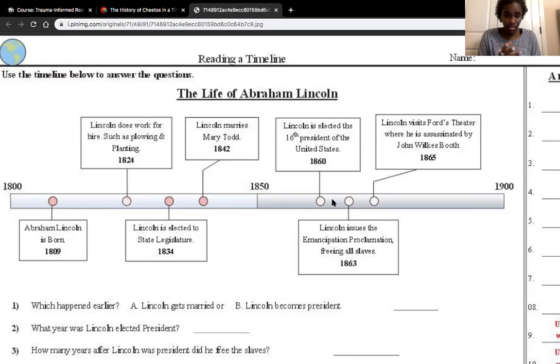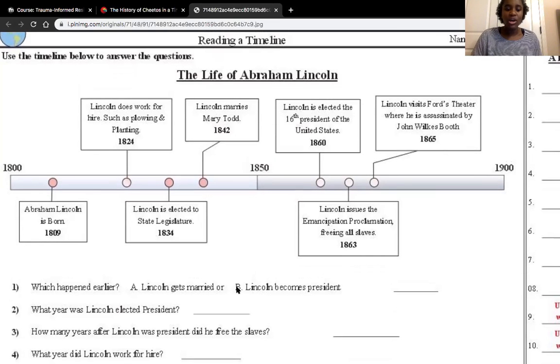Okay. So the answer would be 3. So 3 years went by. We started at 1860, and then we went to 1863. So that would be 3 years: 1861, 1862, 1863. That'd be 3 years.